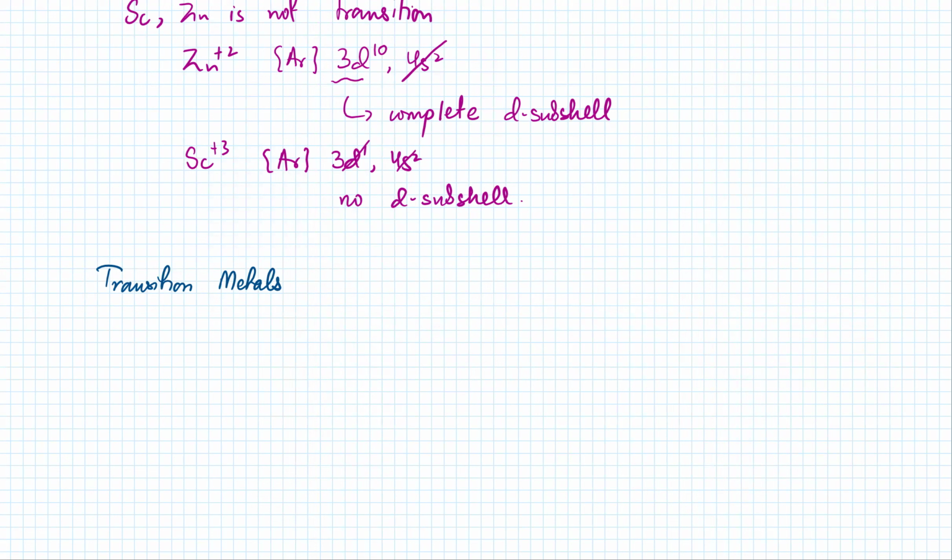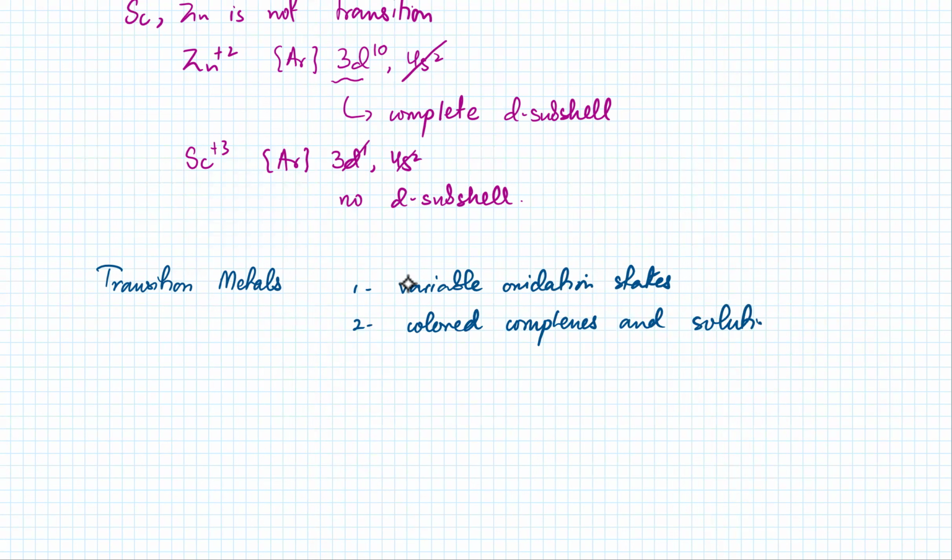They are colored, they have variable oxidation states, and they have high densities, high melting and boiling points. So they've got variable oxidation states. They could be +2, they could be +3, or +6 or +7. Second is that they are colored compounds. The proper term is colored complexes in solutions. The third one is that they have high density. The fourth one is that they've got high melting and boiling points. The fifth one is that they are very good catalysts.